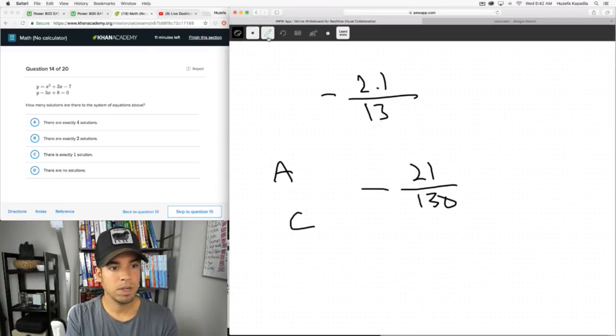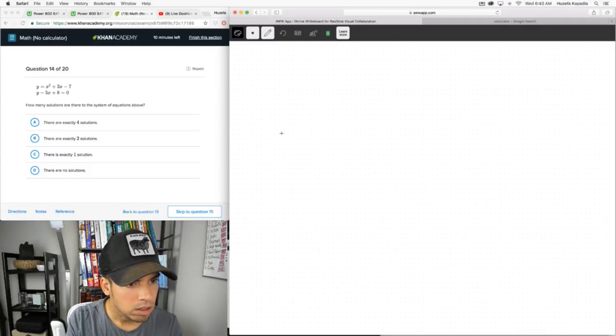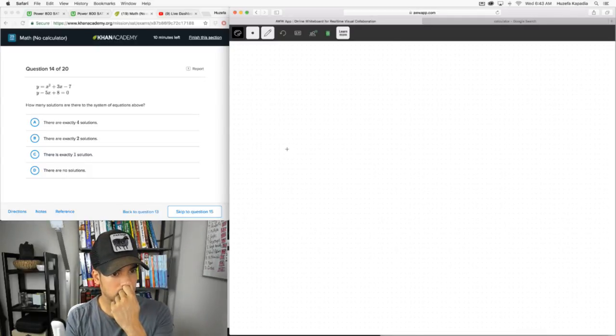Okay, and then how many solutions are there to the system of equations above? That should be either 1 or 2. It just depends if they intersect or not. And how would I determine that? Let's see. So it would only be none if they don't intersect.